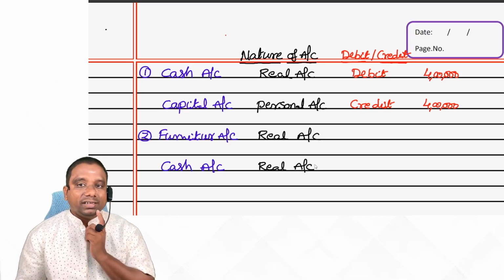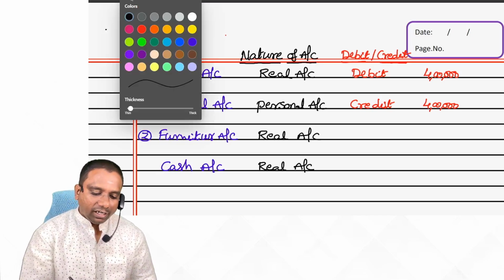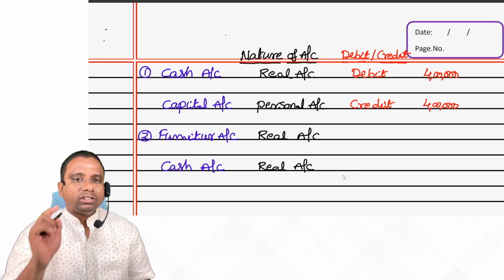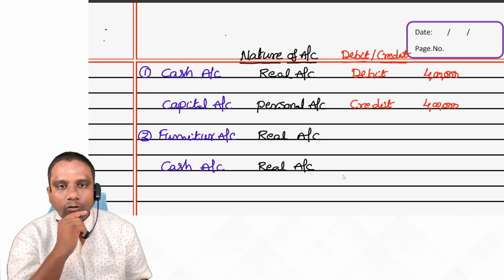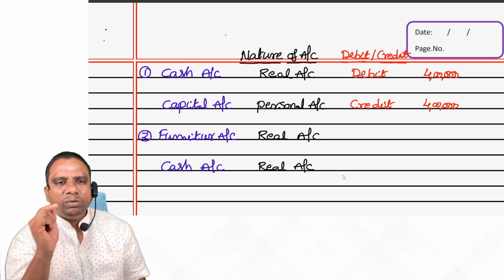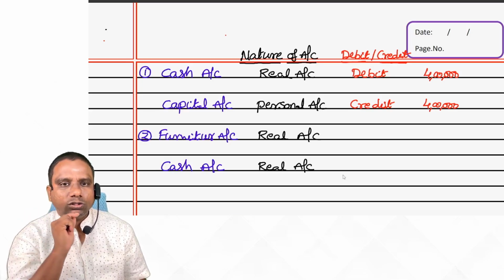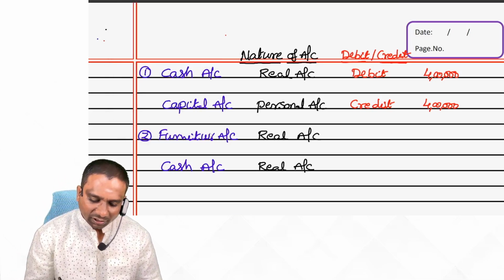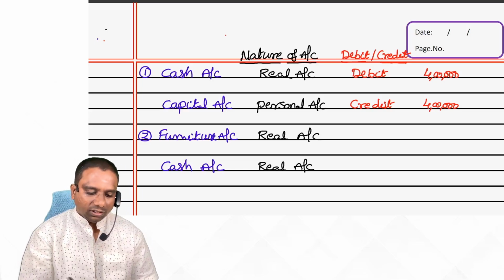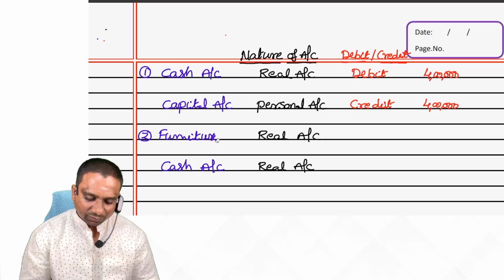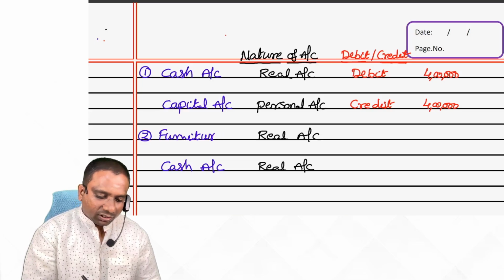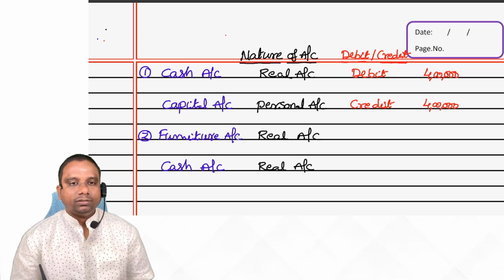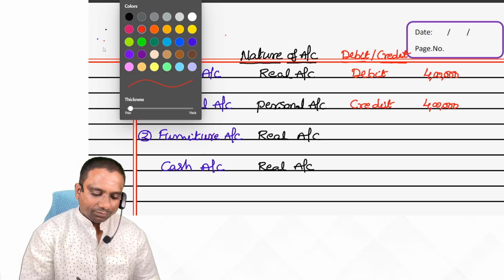After identifying the nature, the next step is to identify whether it is debited or credited. For that, you have to recall the rules of accounting. Tell me, what is the real account rule? Debit what comes in, credit what goes out. Now, here furniture is debit or credit? Furniture comes in or goes out? Furniture comes in, sir. So furniture account is debit.